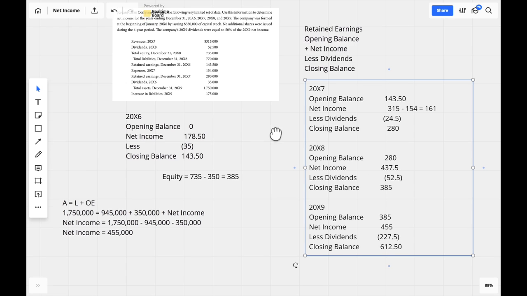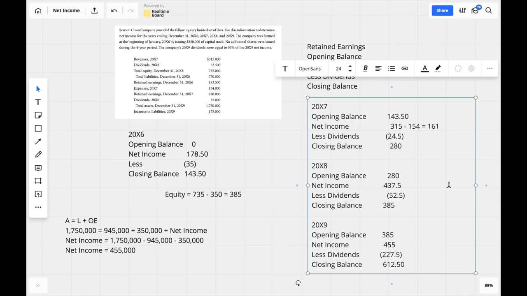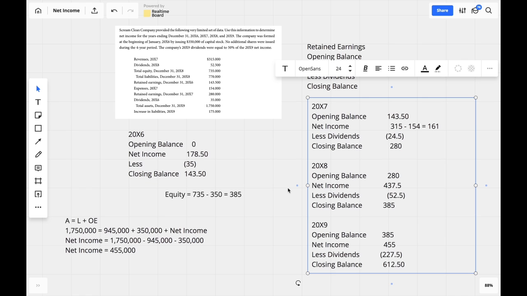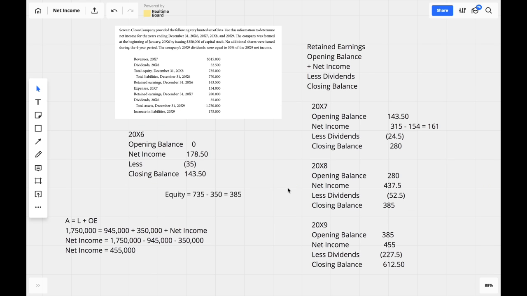So, I mean, really the question was about working out the net income, which we did, in which case we've worked out the net income for 20x6, 20x7, 20x8, and 20x9, and you can see that every year there was a slightly different method of how we actually worked out that net income.